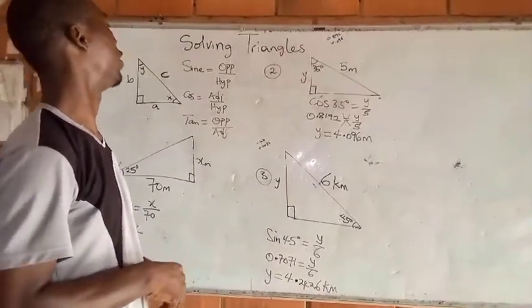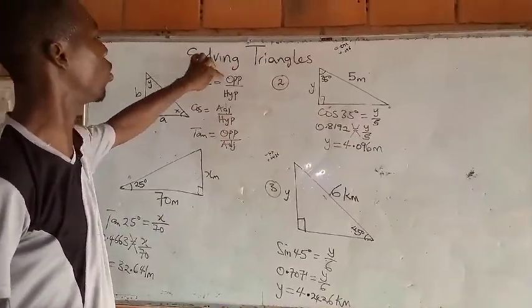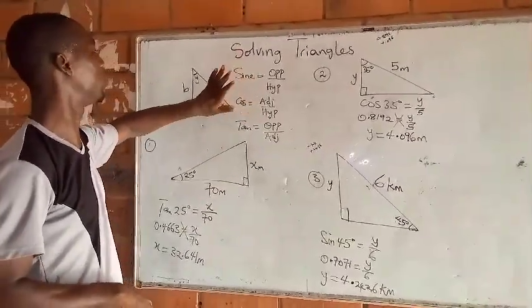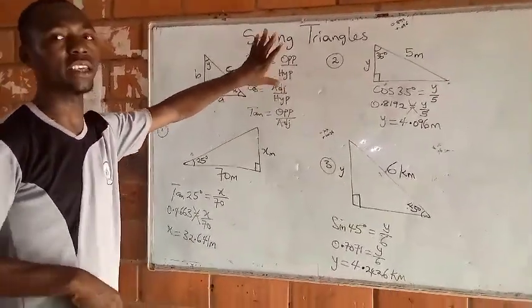So this is how to apply SOHCAHTOA to find the length of the side of any given right angle triangle.